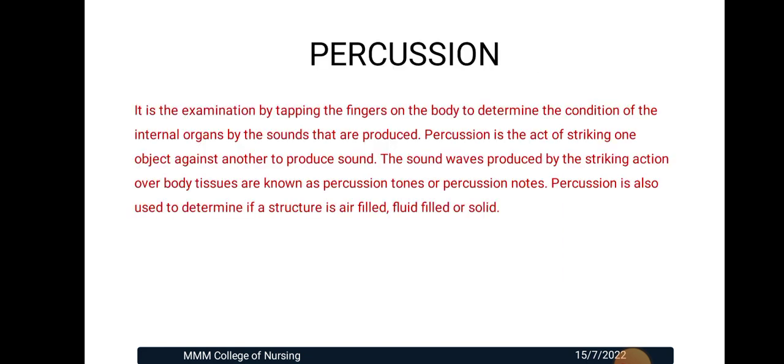Coming to percussion. Percussion is the examination by tapping the fingers on the body to determine the condition of the internal organs by the sounds that are produced. Percussion is the act of striking one object against another to produce sounds. The sound waves produced by striking action over body tissues are known as percussion tones or percussion notes. Percussion is also used to determine if a structure is air filled, fluid filled or solid.